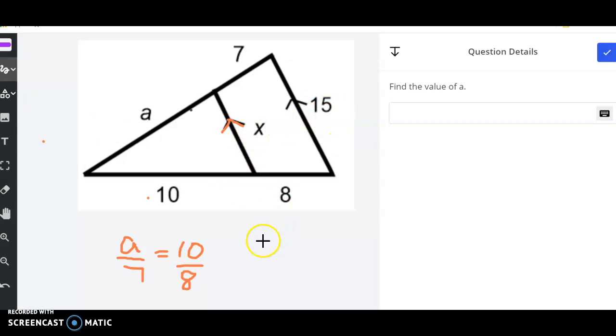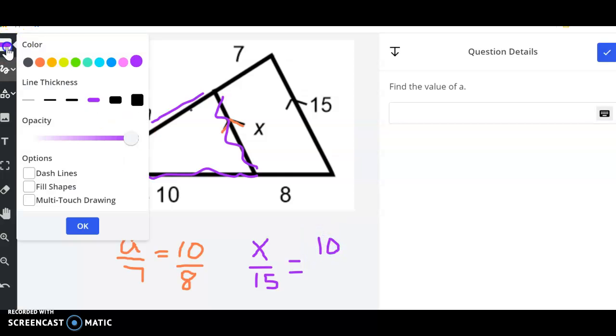So X over 15. And I didn't actually solve for A, so I can't use this side here because I don't know it. So I'm going to use X and 10, the small triangle. So X is on the top. So 10 will be on the top of this other triangle.